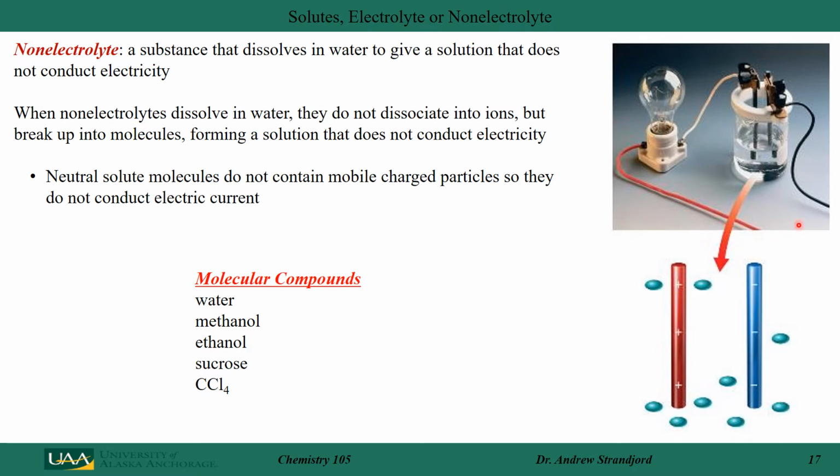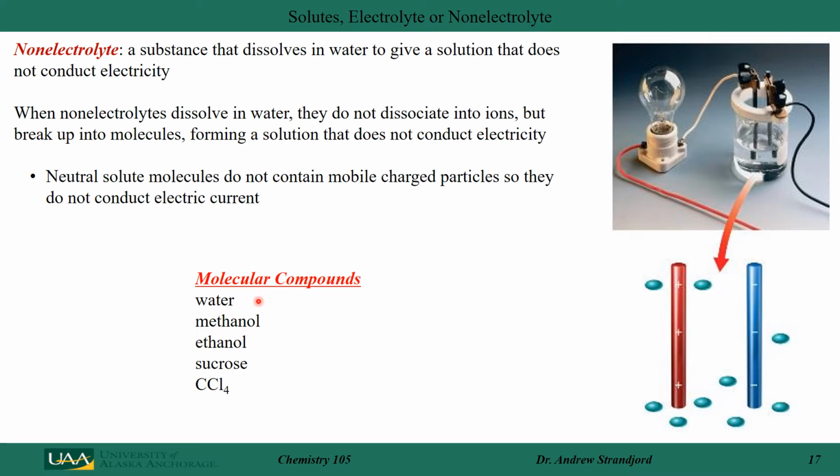In other words, my solute molecules are neutral and they do not contain mobile charge particles, so they cannot conduct electricity. So if I have a circuit again, and in this case, I hook up a battery to the black wire and the red wire, my light bulb actually does not light up because I do not complete the circuit between the two electrodes here. My negative electrode and my positive electrode, I don't have any charge carriers here, so my circuit is not completed.